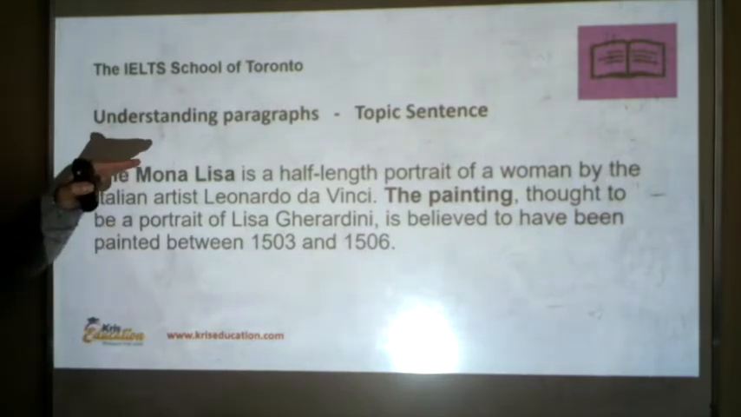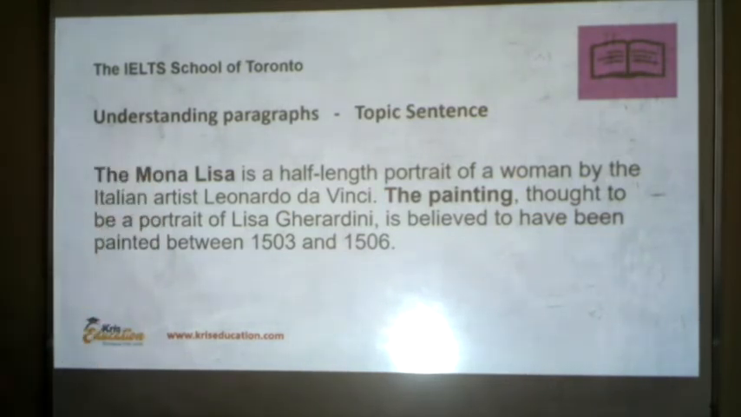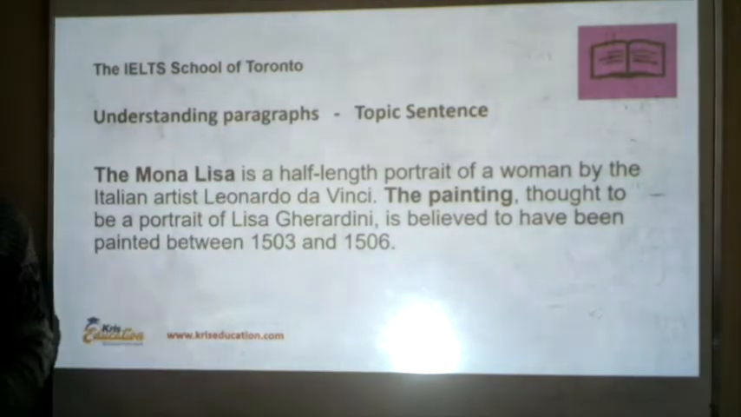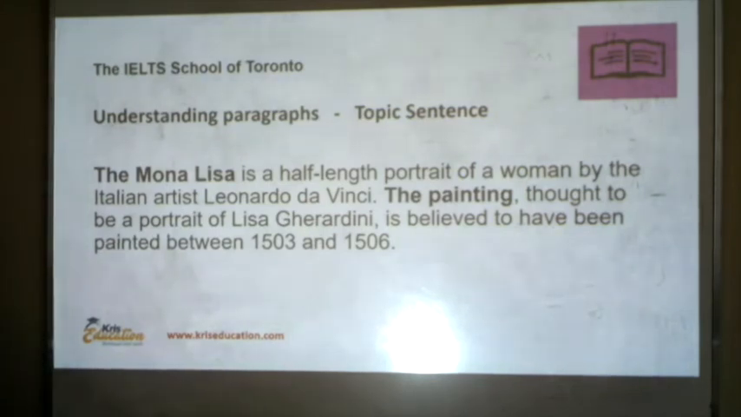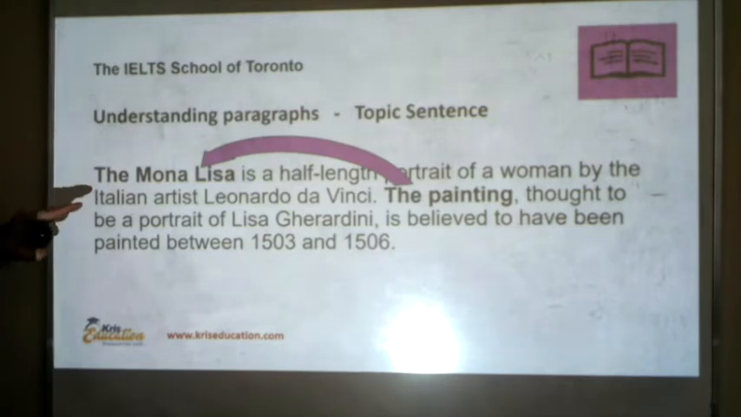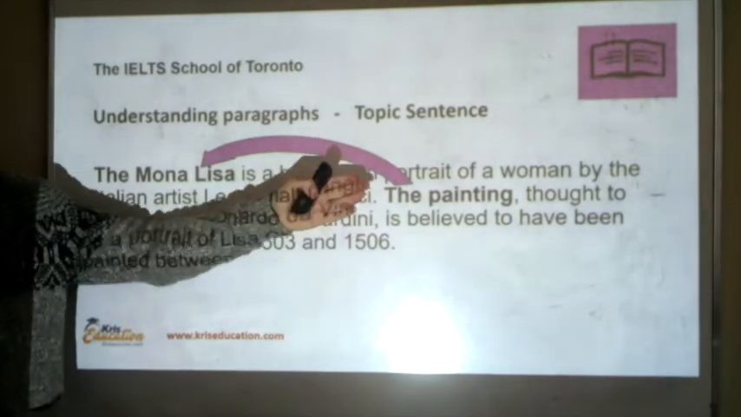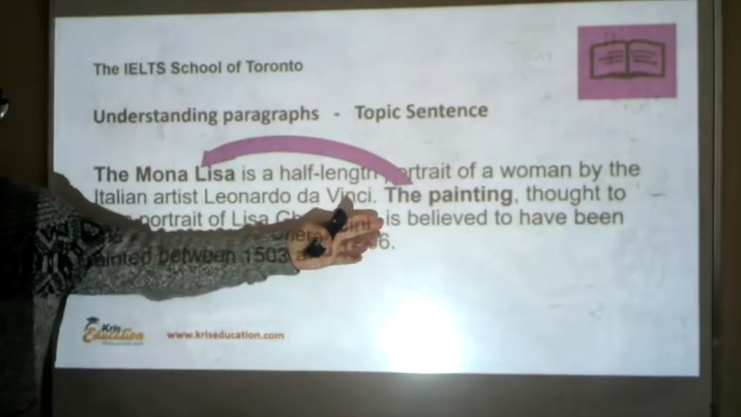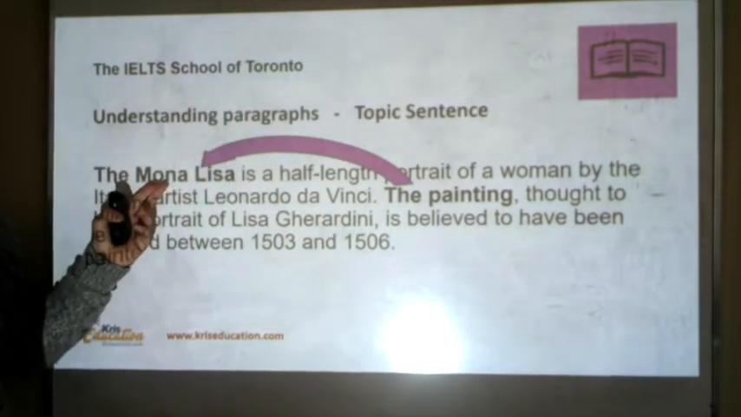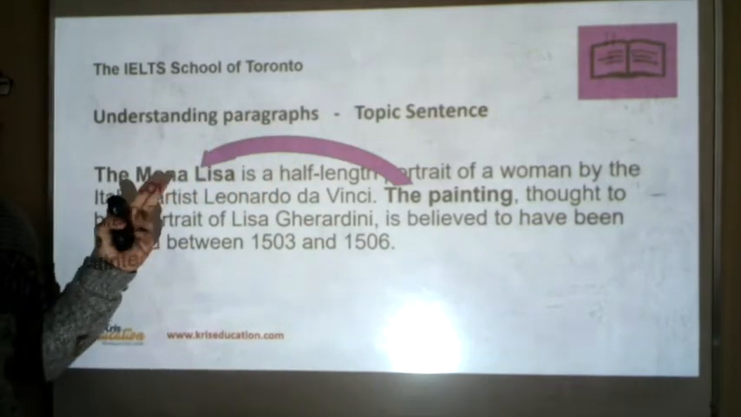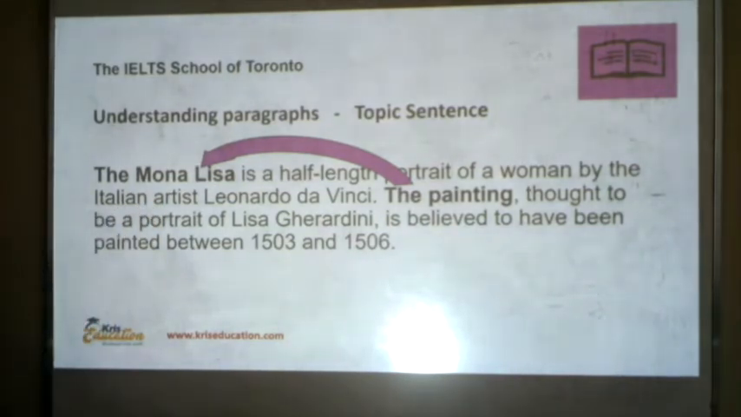This is the actual paragraph, this is how the sentence continues. So the second sentence goes like, "The painting, thought to be a portrait of Lisa Gherardini, is believed to have been painted between these and these years." As you see, most of the time, when we speak and when we write in English, we go back to the subject. So in this case, the painting is giving more information about Mona Lisa. And this is an idea very, very important that you need to keep in mind when you complete heading exercises.